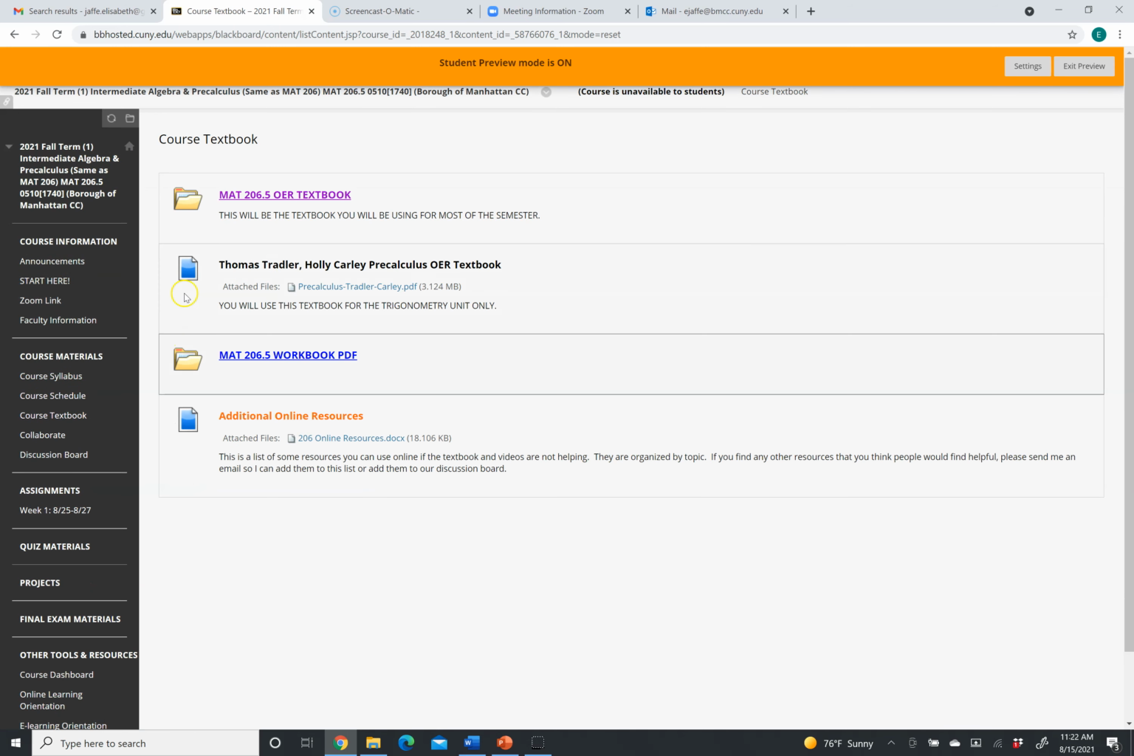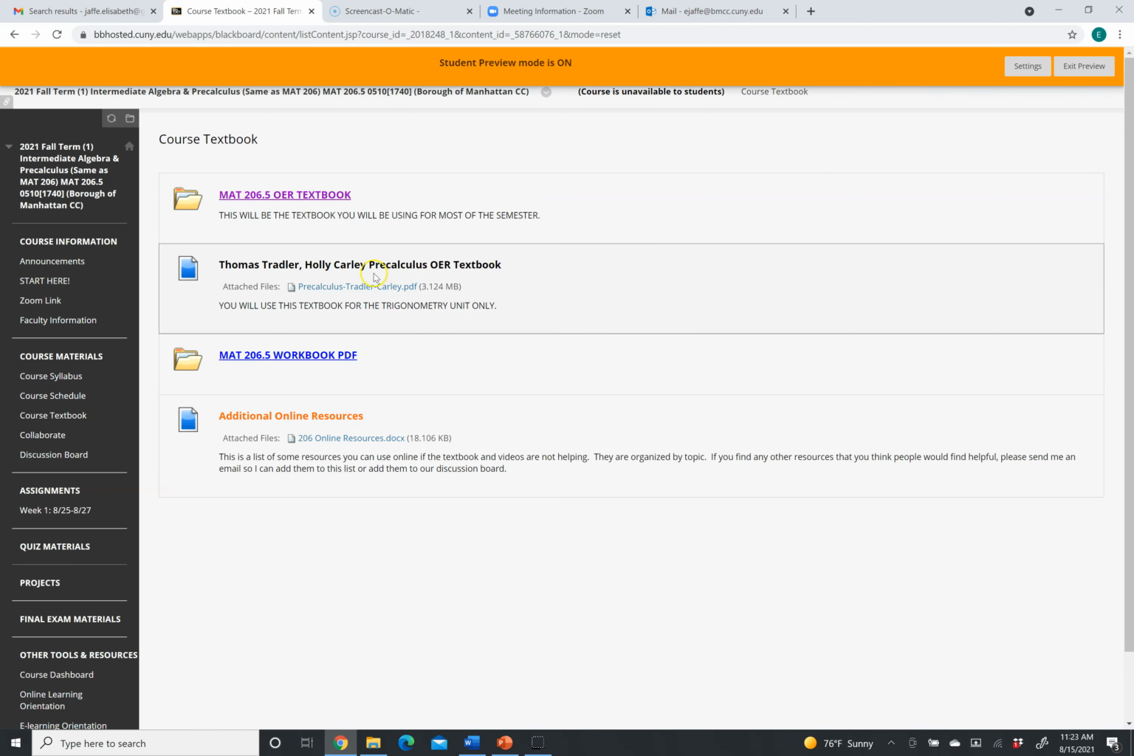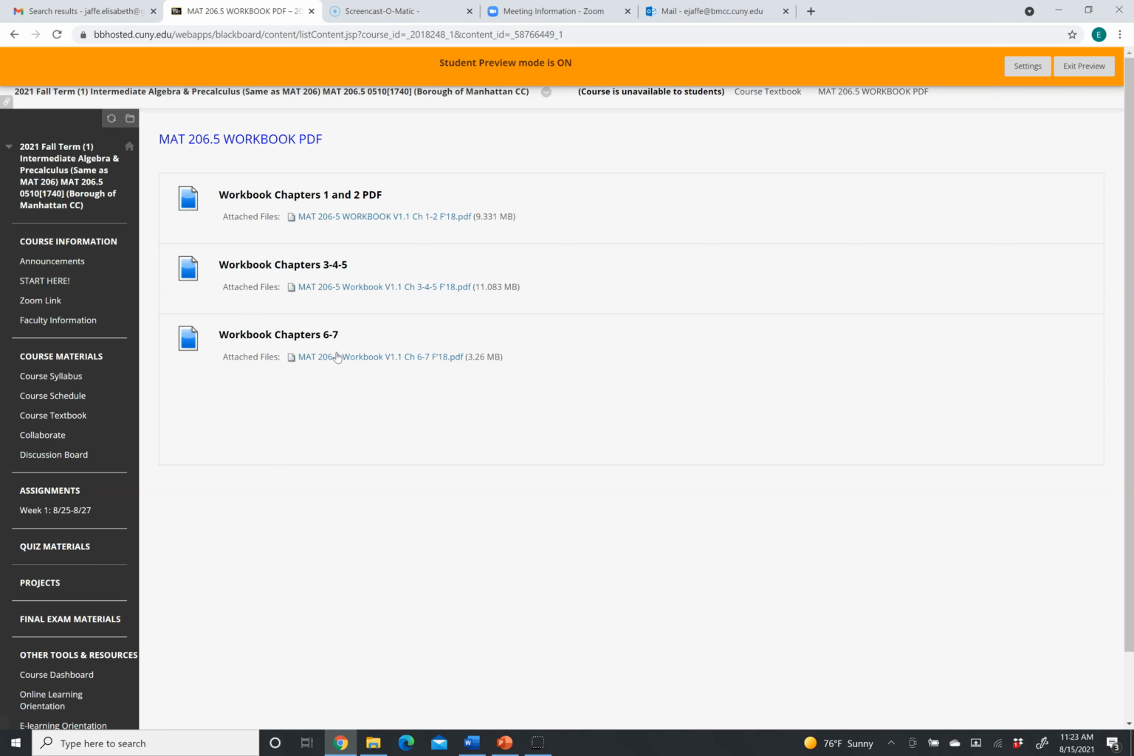The course textbook. We'll be using two textbooks. The first one, and the one that we're going to use the most, is the OER textbook, and that's going to be for chapters 1 through 5. Okay, and then if you go back to course textbook, there's also this Traylor and Carley book, and that's going to be for trigonometry. Then there's the workbook. Now, we're not going to use that much, but it does have a lot of extra problems that you can use if you want to get extra practice on your own.